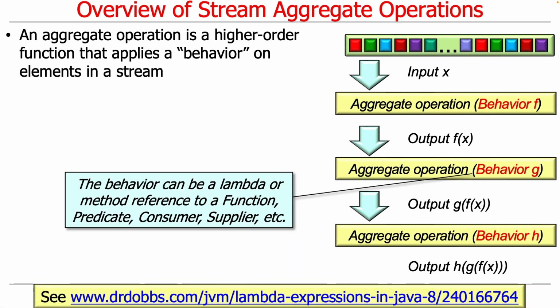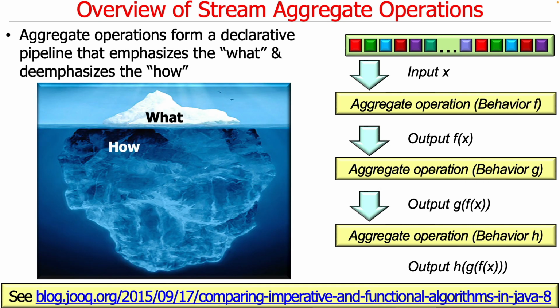And so you'll see that the behaviors that are passed can be lambda expressions or method references to various things like functions, predicates, consumers, suppliers. You can also have objects that are these things as well. So that's the higher order function, the behaviors that are passed to these aggregate operations.